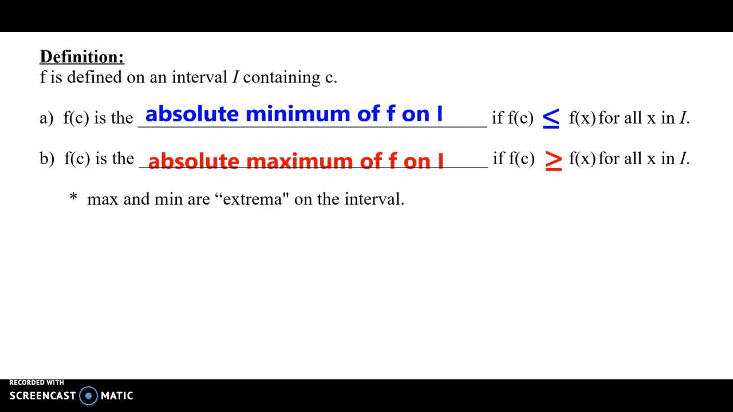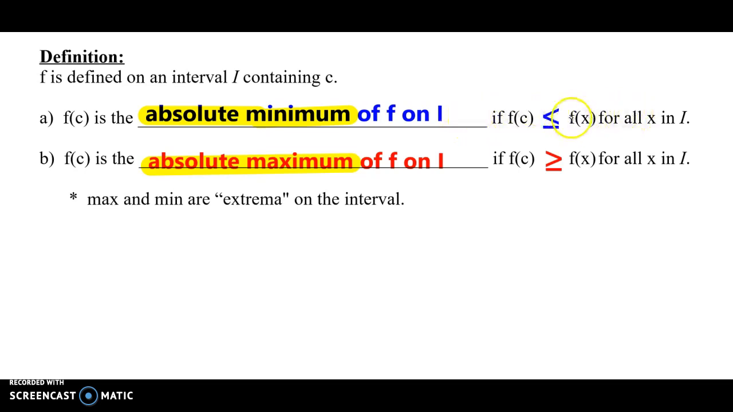Okay, so I know that that's a bit wordy here. The key thing to know is that we are talking about absolute min and absolute max. All this is saying in terms of the interval I is that, for example, the absolute minimum is lower than or equal to everything on this interval. Which makes sense. Think about a positive quadratic: the vertex would be the absolute minimum value.